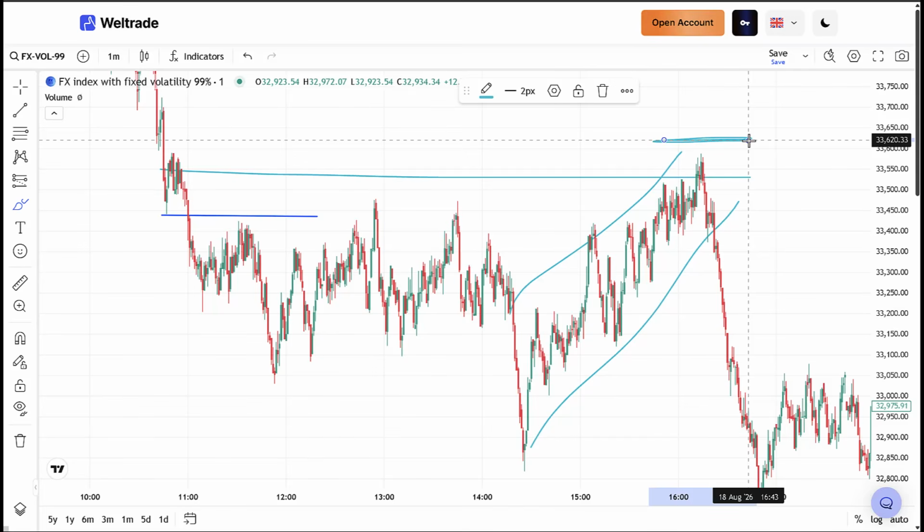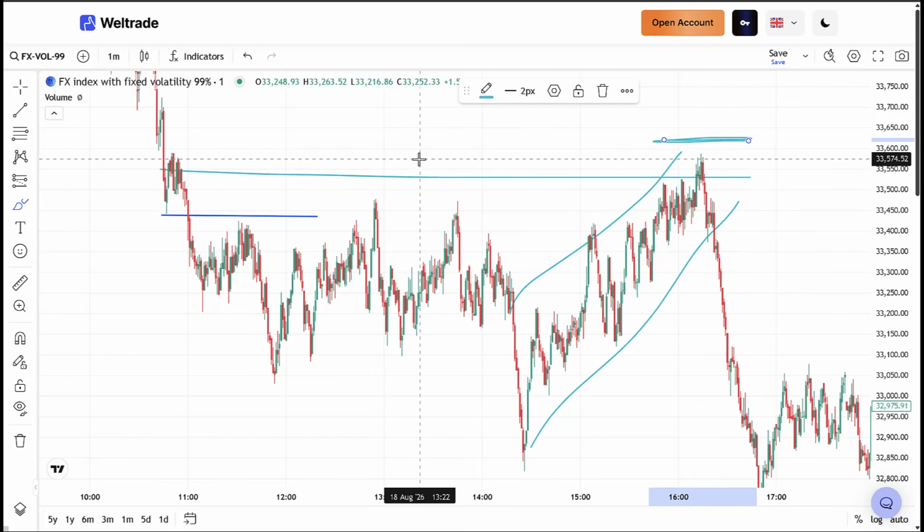This particular strategy has the potential to give you that. So this is what you are going to be doing. This is how price respects this particular order block.